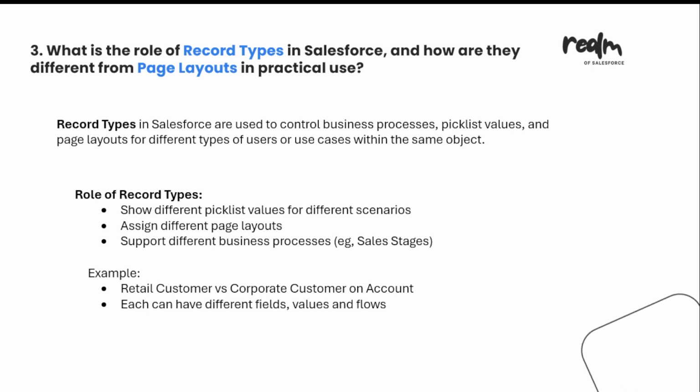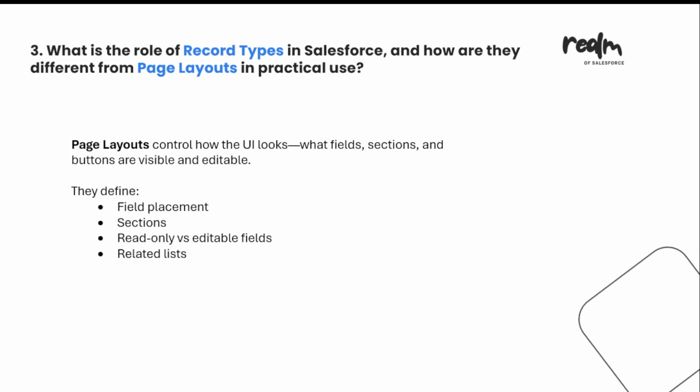You can assign different record types to different page layouts. It also supports different business processes. Example, sales stage. Example, we can say a retail customer versus corporate customer. Each can have different field values and flows. On the other hand, page layouts only control how the UI looks, what fields are placed where, and which sections and buttons are visible and editable. So they basically define field placement, sections, read only versus editable fields, and related list placement.